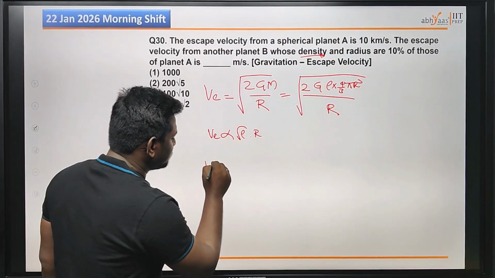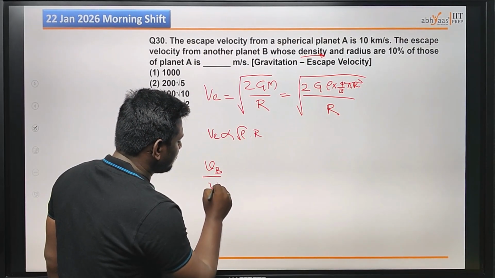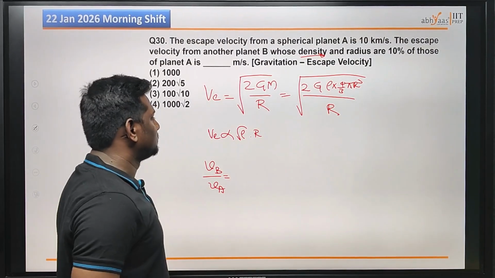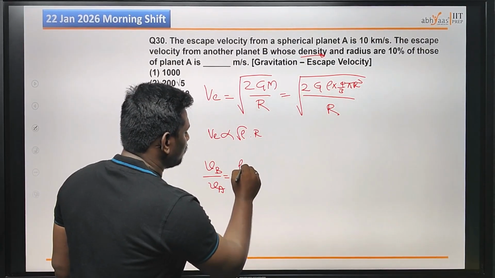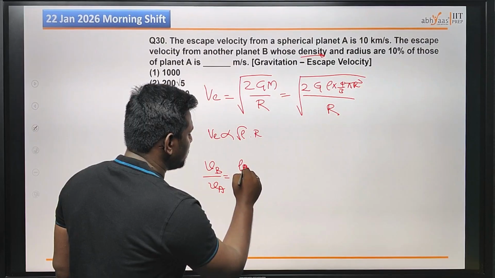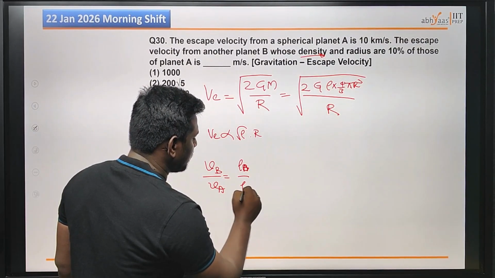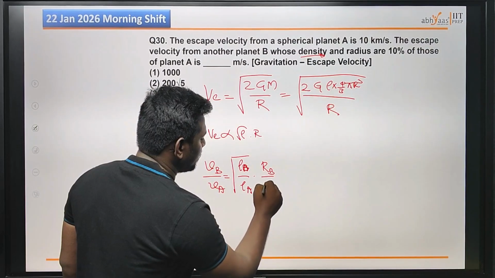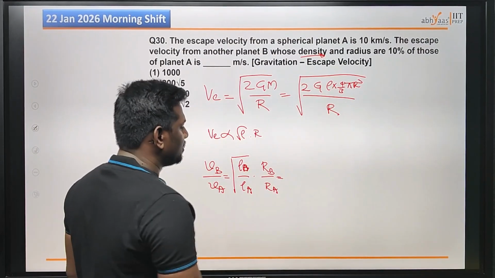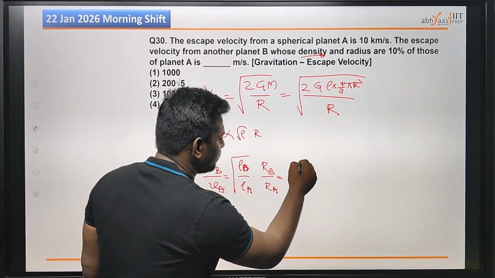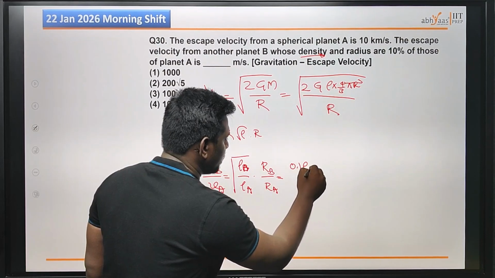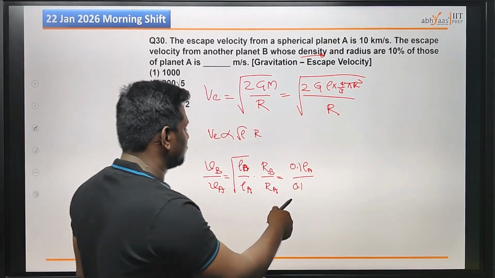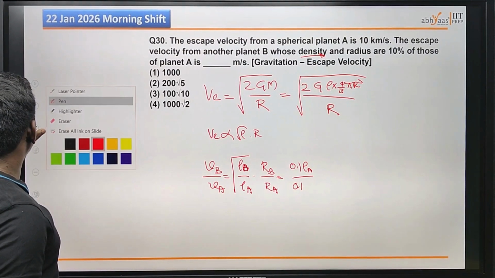So escape velocity of B by escape velocity of A equals root of rho B by rho A into R B by R A. If you see here, 0.1 of rho A as given in the problem, see here, just wait.